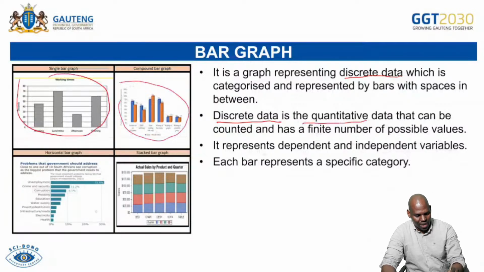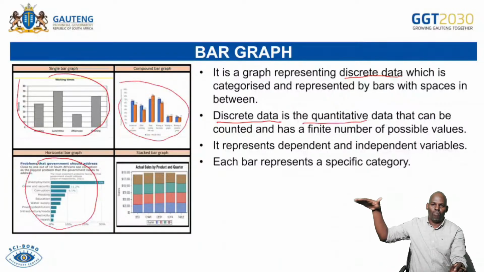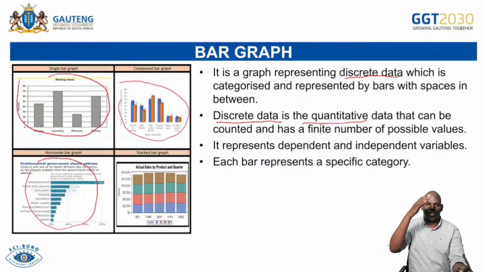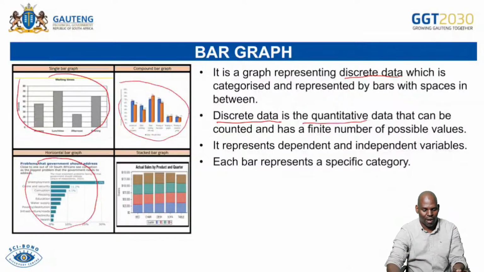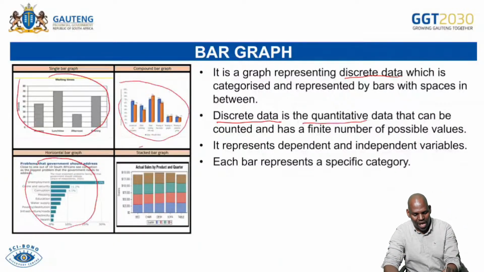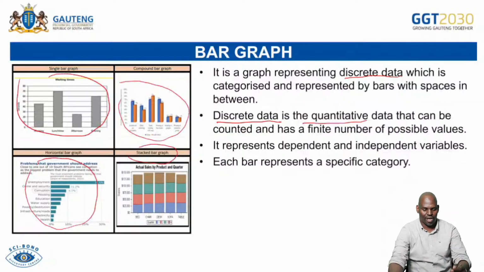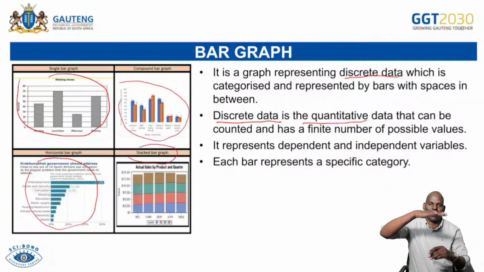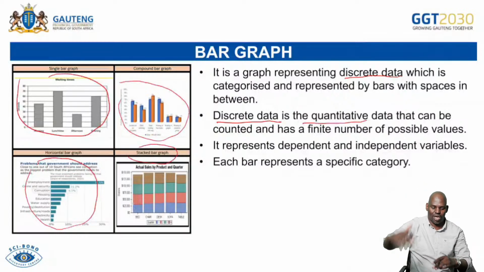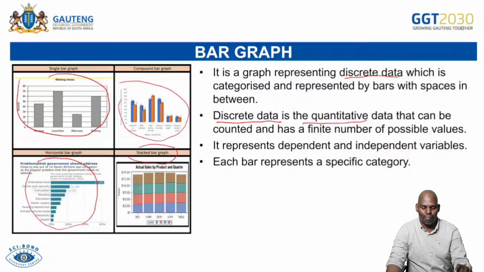And then we've got this other type of bar graph. This one is a horizontal bar graph, because the bars are now moving in a different direction. That is why we say it's a horizontal bar graph. And then we've got a stacked bar graph. Stacked means they are on top of each other. In this case, we've got a bar, but this bar has different bars. As you can see, we've got different colors. The bars are on top of each other. They are stacked. Hence, we say it's a stacked bar graph.